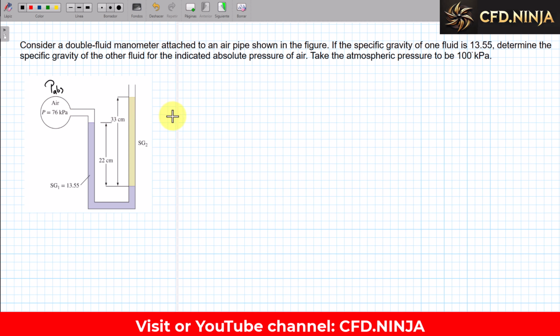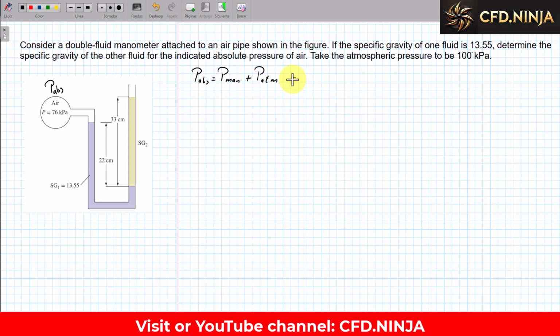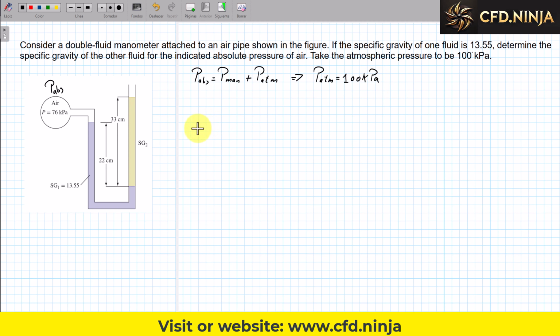Consider that the atmospheric pressure, Patm, is 100 kPa, or 100,000 pascals. We know from theory that absolute pressure is equal to gauge pressure plus atmospheric pressure, and in this case they are telling me that atmospheric pressure is equal to 100,000 pascals. Let's leave it at 100 kPa. Having this clear and knowing that the pressure here is the absolute pressure, we can calculate the gauge pressure at this point, and we also know that the gauge pressure here comes to be 0 pascals.